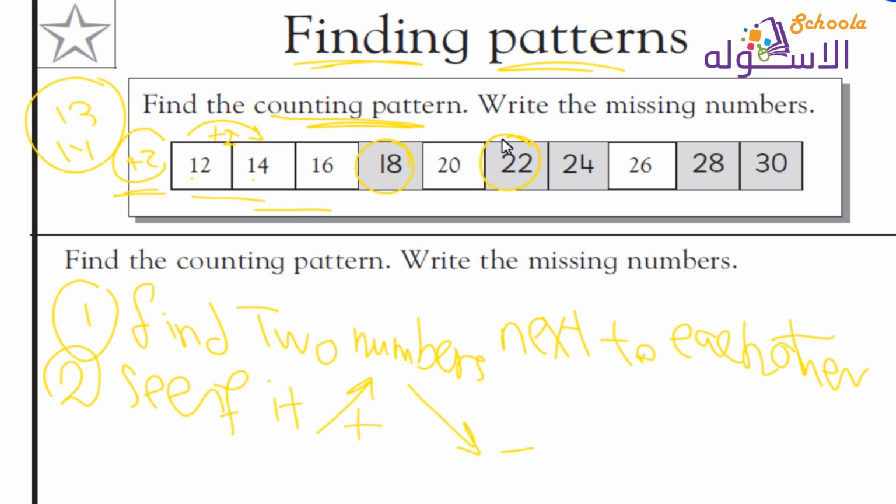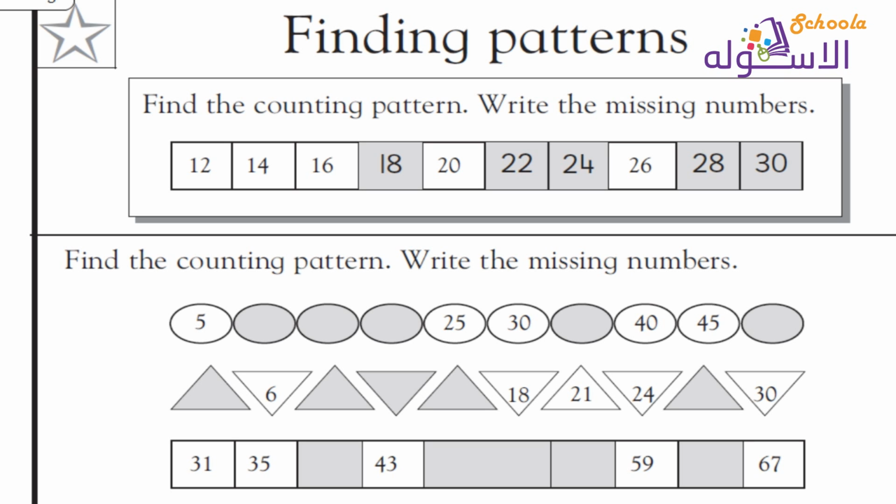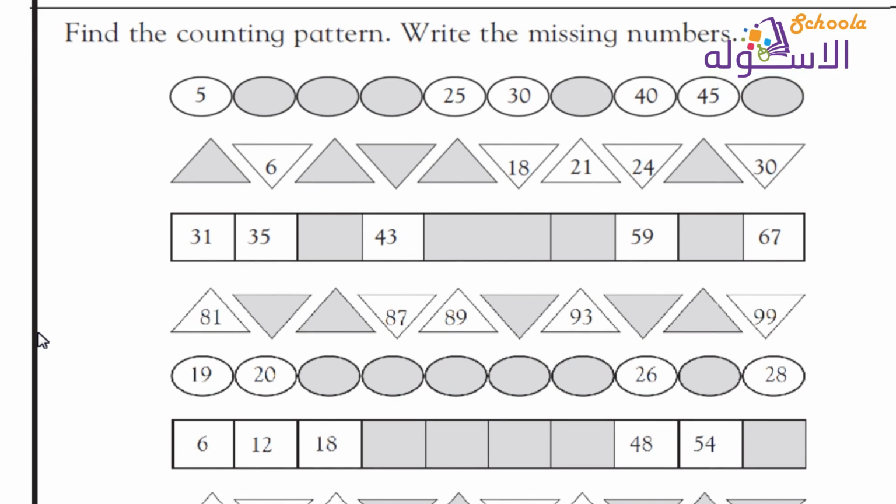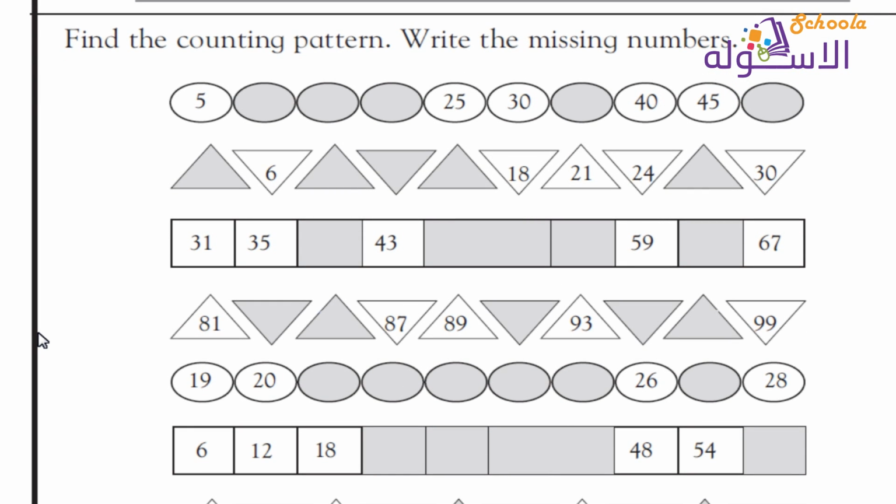So it's very easy. Again, remember these two steps. Number one, you find two adjacent numbers. Number two, you see if they are going up, you make plus. If they are going down, you will make minus. Okay? Very nice. Let's move on to the exercise.